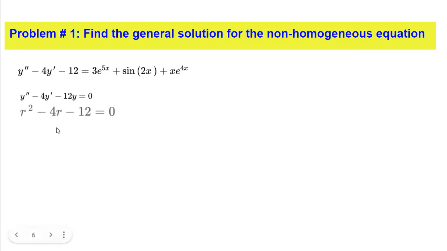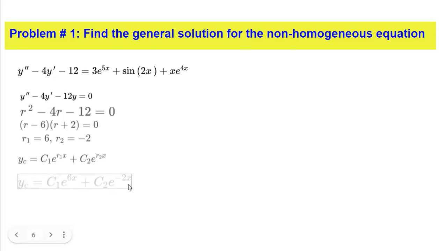We can easily factorize this. Factoring this characteristic equation, we have two real roots. So we can set each factor equal to 0. Then now we have r1 equal to 6 and r2 equal to minus 2. So we can see that b squared minus 4ac is greater than 0. Therefore, we use this particular equation to find our complementary solution. Doing this, we have yc equal to c1 e to the 6x plus c2 e to the minus 2x to be our complementary solution.